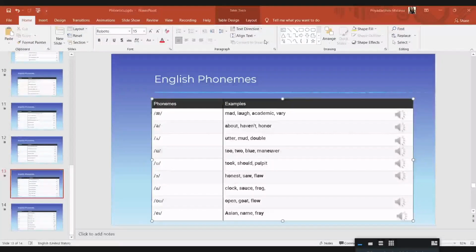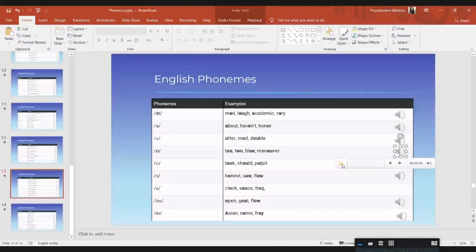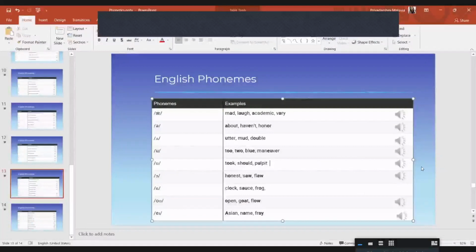Two, blue, maneuver, right? We'll also hear them say it once. Two, blue, maneuver. So it is oo, but with a bit of an accent. To be very honest, just add a bit of a W lilt in it, and it'll sound like it's supposed to.